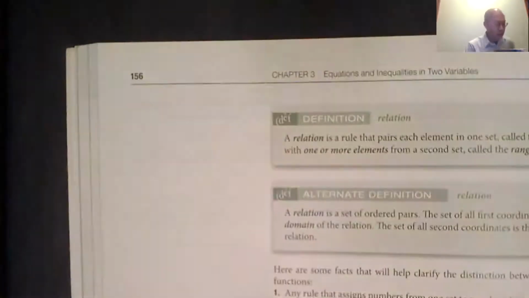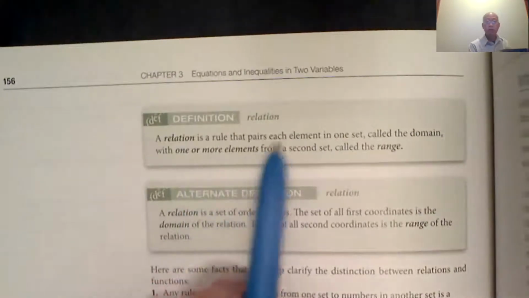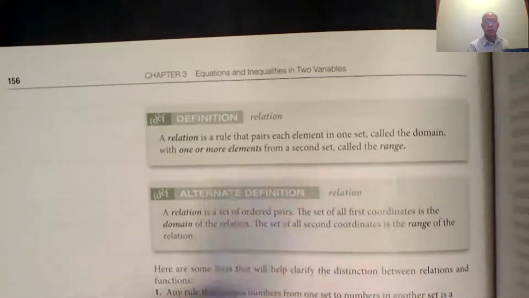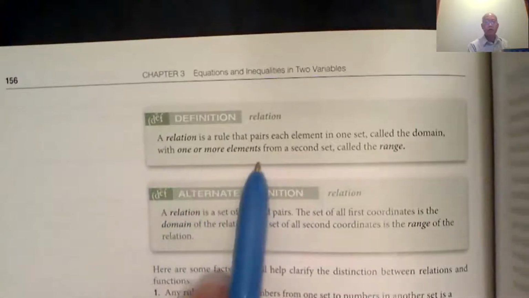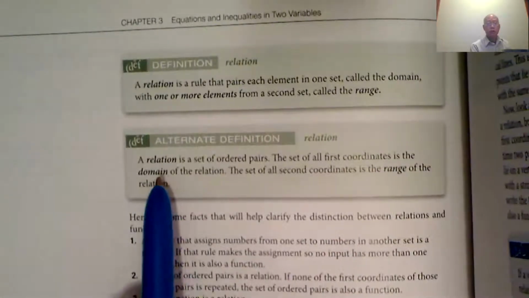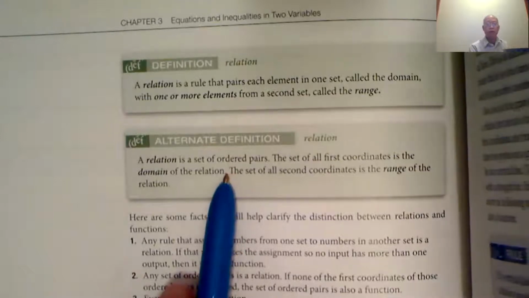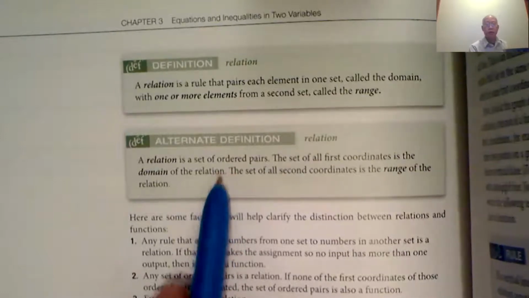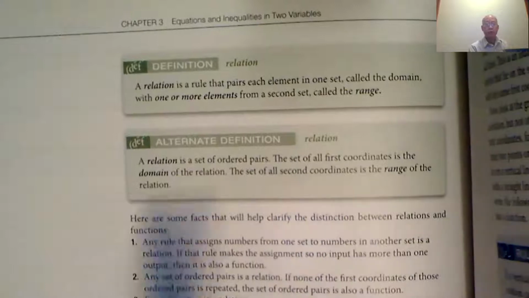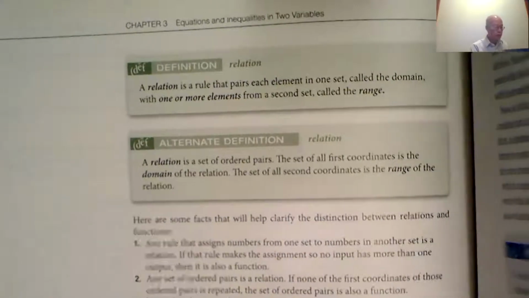And on page 156, a relation is just a rule that pairs each element in one set, called the domain, with one or more elements from a second set, called the range. Alternatively, we could say a relation is just a set of ordered pairs. In the xy plane, it would just be a set of ordered pairs x and y. The set of all first coordinates is the domain. The set of second coordinates is called the range.